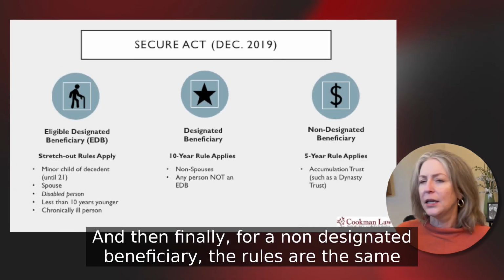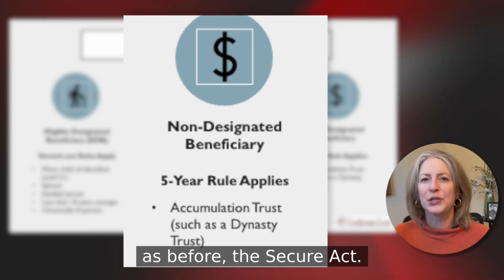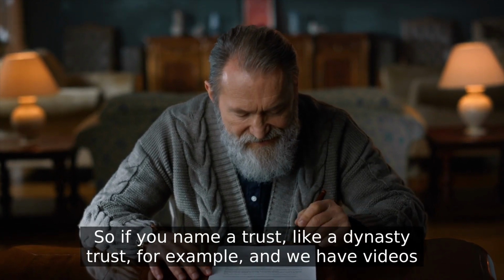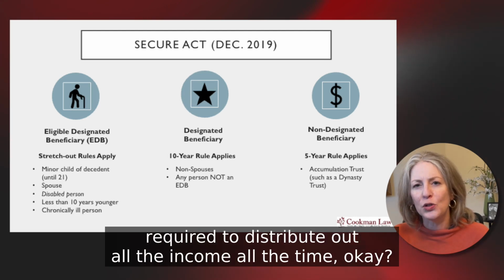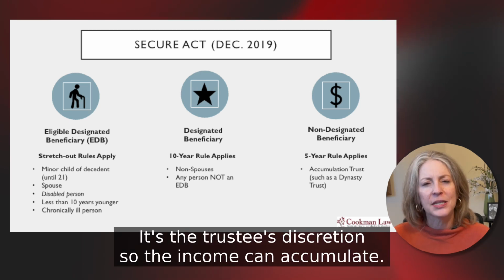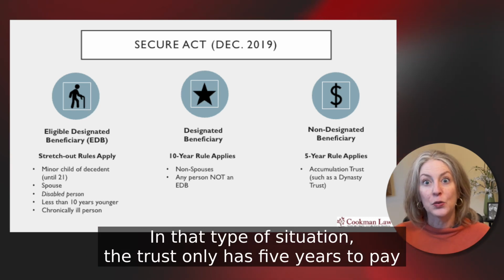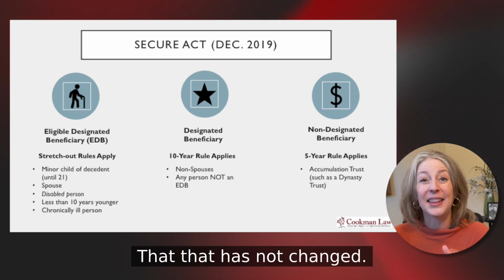And then finally, for a non-designated beneficiary, the rules are the same as before the Secure Act. So if you name a trust like a dynasty trust, for example, and we have videos on dynasty trust, call that an accumulation trust where you're not required to distribute out all the income all the time, okay? It's the trustee's discretion, so the income can accumulate. In that type of situation, the trust only has 5 years to pay all the income taxes and distribute out all of the assets. That has not changed.